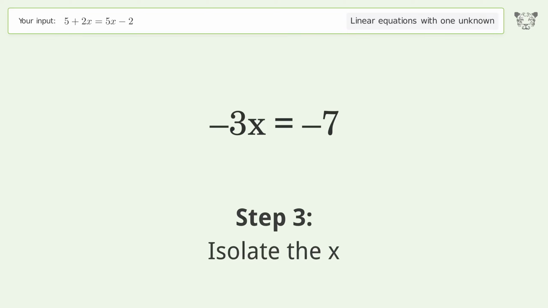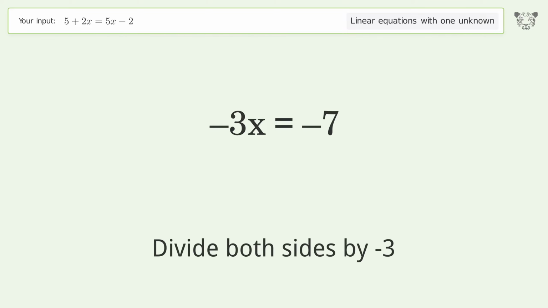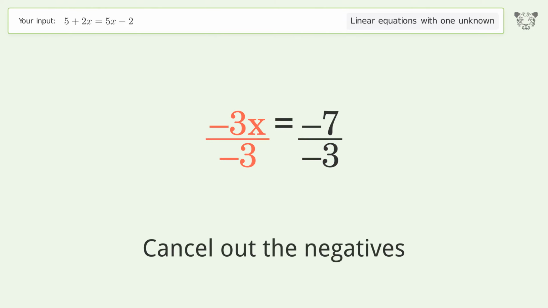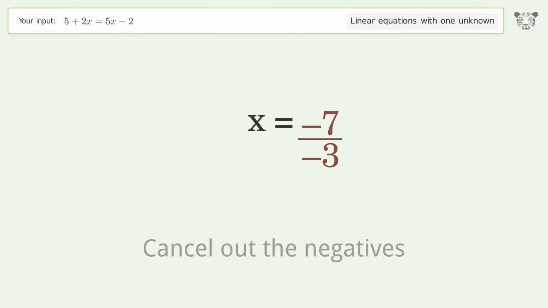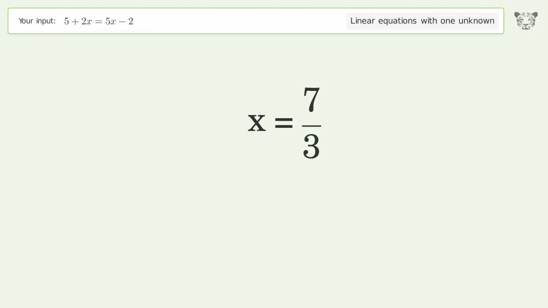Isolate the x. Divide both sides by -3. Cancel out the negatives. Simplify the fraction. Cancel out the negatives. And so the final result is x equals 7/3.